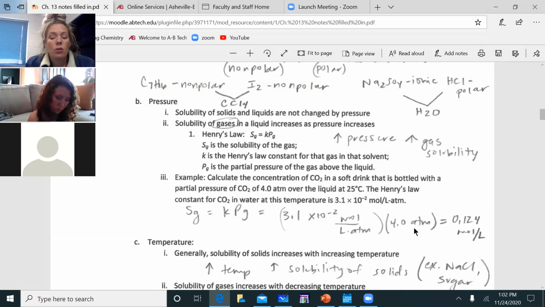And then the same is true if we were to decrease our pressure. So if this is a closed can of pop and we were to open it up and drop that 4 atm down to, let's say, 1 atm, because now we're at sea level and the gas escapes, we would expect our moles per liter to also be cut down by a factor of 4. How is that going to happen? The gas is going to leave the liquid, so it will form bubbles and it'll escape as well.